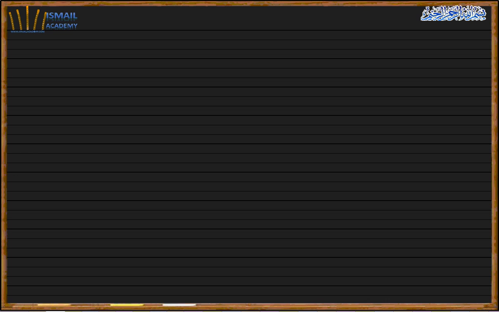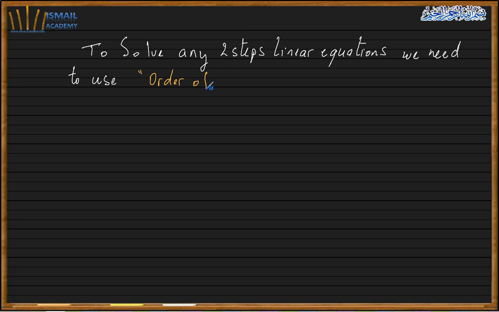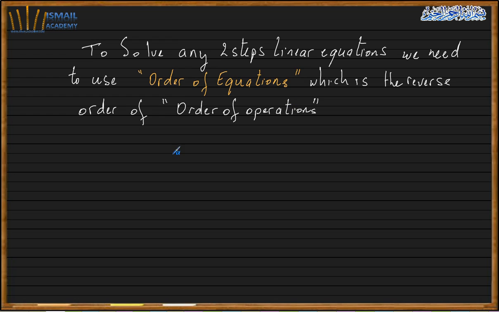So to solve a two-step linear equation, the order of equations, in fact, is the reverse order of operations.